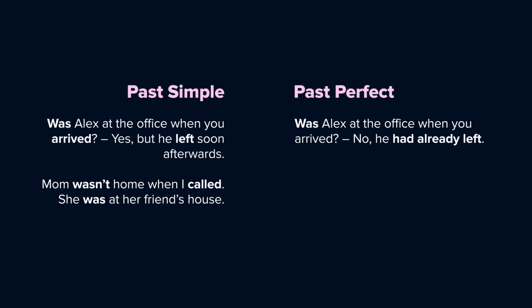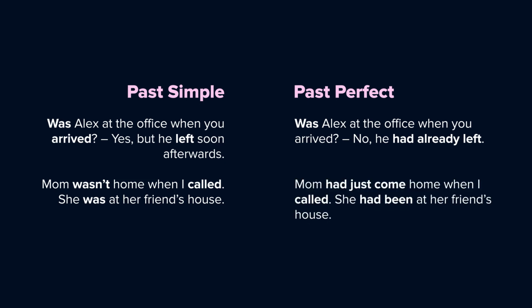And another example here, guys. Mom had just come home when I called. She had been at her friend's house. So I called is our main action in the past, right? To say that Mom came before I called, we use past perfect. She had just come home. And she had been at her friend's house happened even before she came home. Well, fortunately or not, we don't have another tense even further into the past, so we just use past perfect for both of them to express that they both happened before I called.